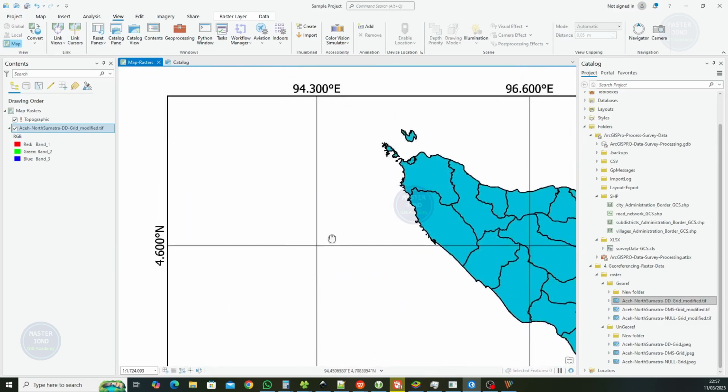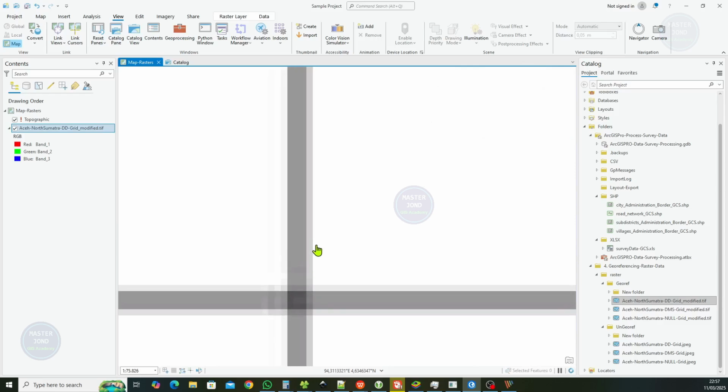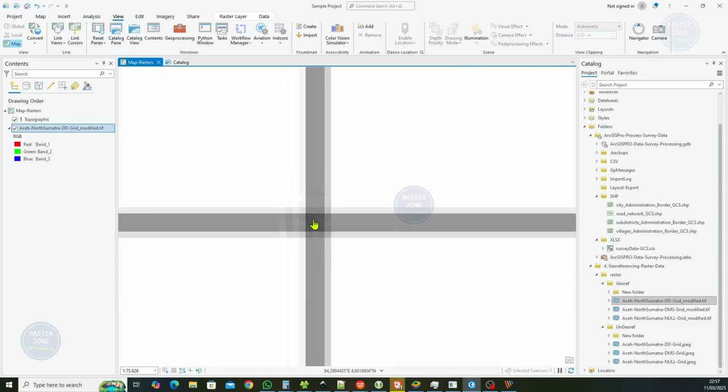Let's see the intersection of this line and this line here. It should be 94.3 and 4.6. There, 94.298. We round it up to 3. So it is 94.3 degrees E and 4.6 degrees N.